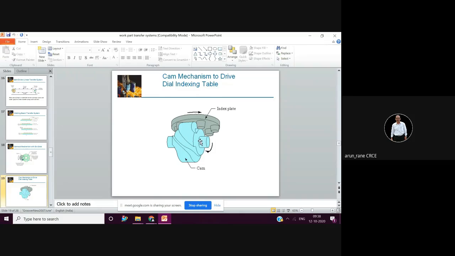Once this rotates, you don't have to draw this three-dimensional picture. The follower which is moving in this groove rotates, and the table is rotated. And a number of workstations are on this index plate.